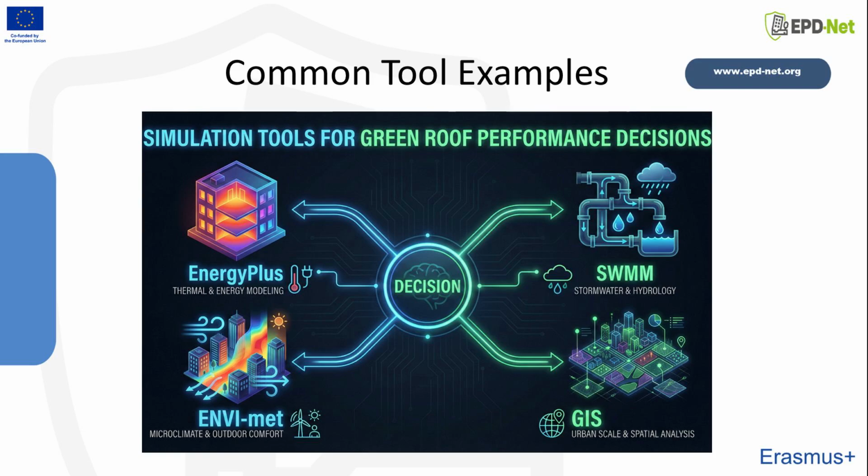ENVI-met and similar models support high-resolution microclimate questions about heat stress and airflow around buildings. GIS supports roof inventory, suitability mapping, and city-scale scenario analysis. A practical rule is to avoid forcing one tool to answer every question. Instead, match the tool to the decision and the data. Tool outputs are not truth. They are conditional statements that depend on the model equations and your inputs.